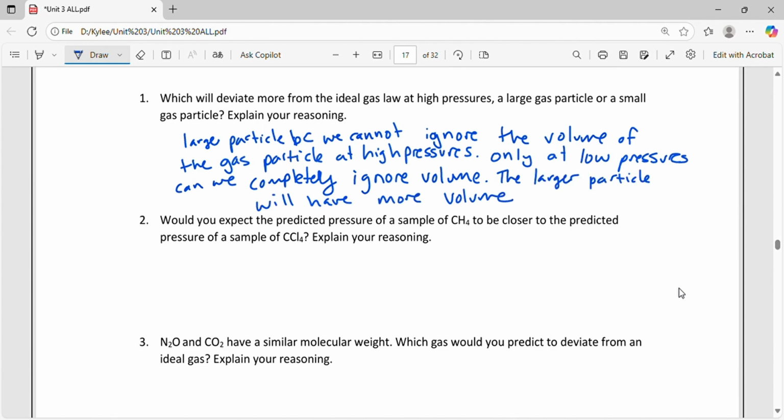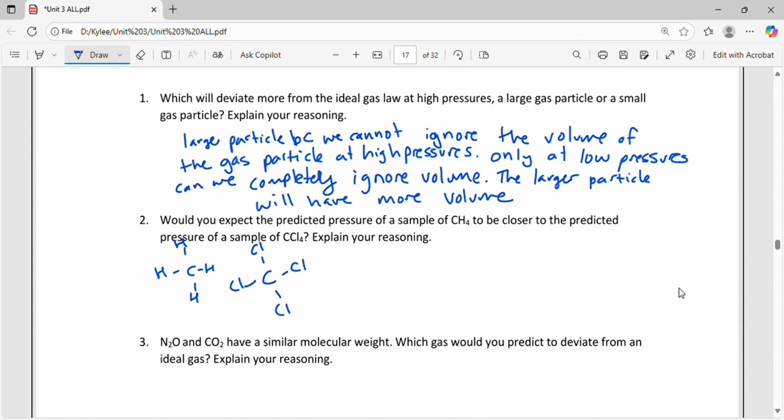All right, number 2 says, would you expect the predicted pressure of a sample of CCl4 to be closer to the predicted pressure compared to a sample of CH4? So basically, based on calculations, we can make predictions of pressure. And they're asking which one would be closer to the predicted value. And they want us to compare CCl4 and CH4. The thing about these is that these are both going to be nonpolar because their dipoles cancel out. Well, on chlorine, the dipole cancels out. And on the CH4, we consider carbon-hydrogen nonpolar. So both of these are nonpolar.